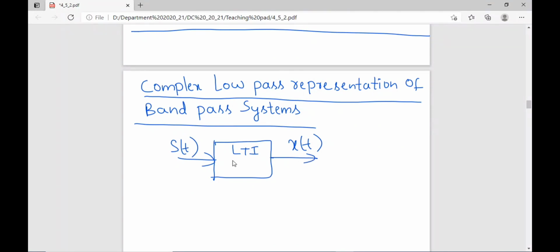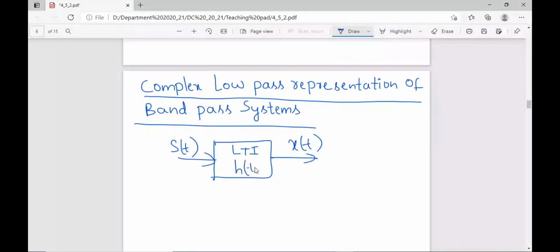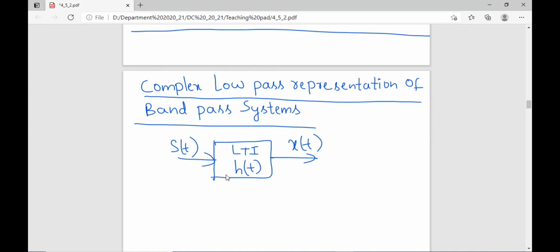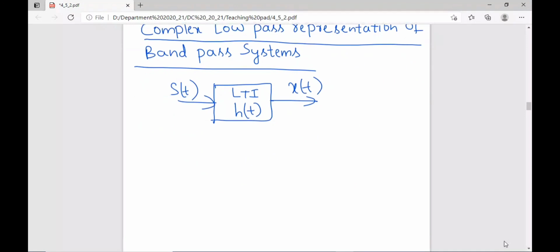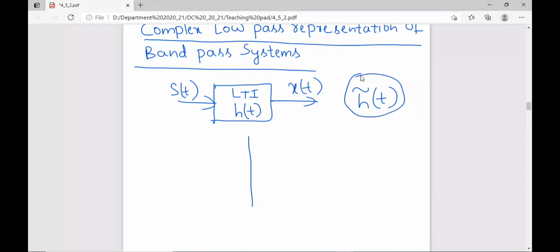How do you represent the system function? Why do we take this as h of t? Because for any system, if you give the impulse function as the input, the output will be the impulse response of the system. So the LTI system will be denoted with h of t, which is nothing but the impulse response of the system, and this h of t is a band pass system now. Let me take the spectrum of this input signal and the output signal. Now I have h of t. I need to represent this h of t in the form of h tilde of t. h tilde of t is nothing but the complex representation of this band pass system.